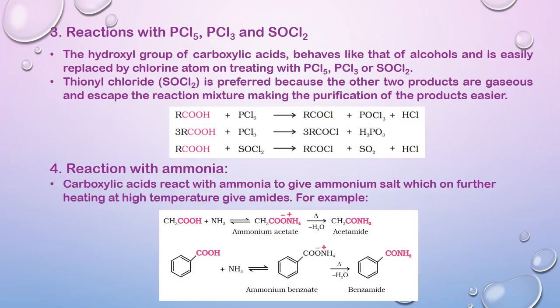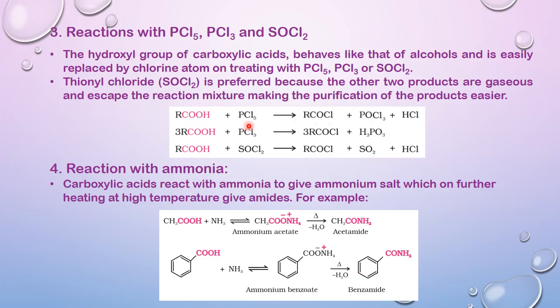Third reaction, reaction with PCl5, PCl3 and SOCl2. These chemical reactions we have seen while studying the preparation of haloalkanes in chapter number 10 with respect to alcohols. Similarly, as alcohol was reacting with these 3 reagents, carboxylic acids also react with these 3 reagents and help us to form acyl chlorides.